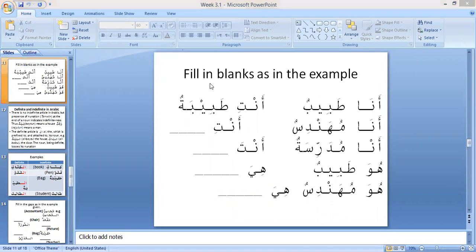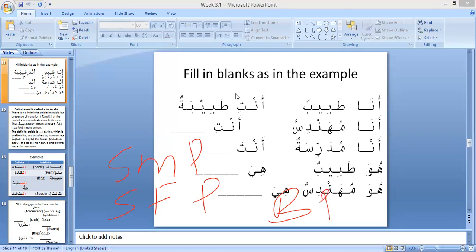Yes. Okay, good. So we are done with the singular and dual for both male and female. Now let's see how plural is formed. Plural in Arabic, there are three forms of plural. One is called SMP, SFP, and BP. So that's 1, 2, 3.